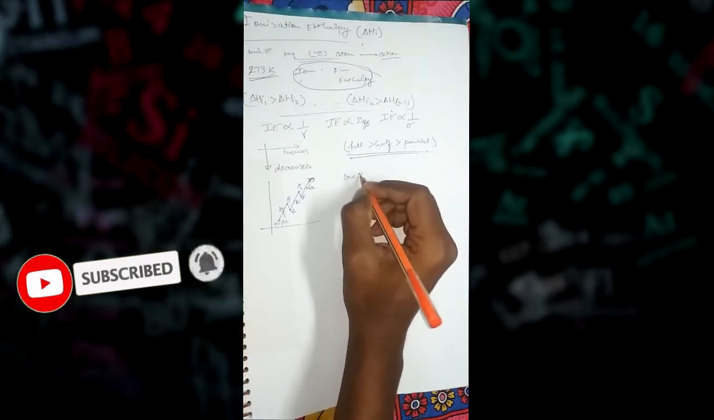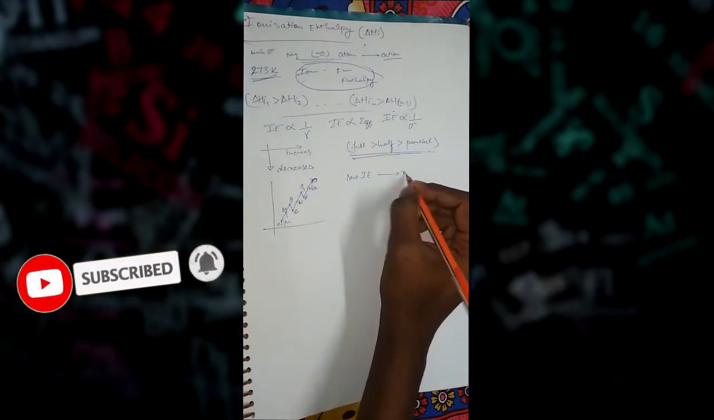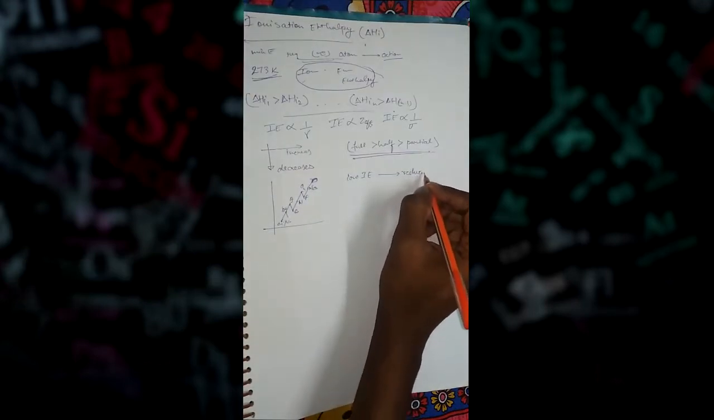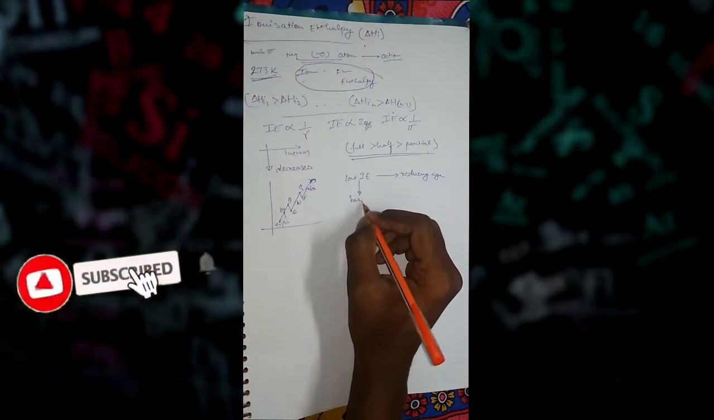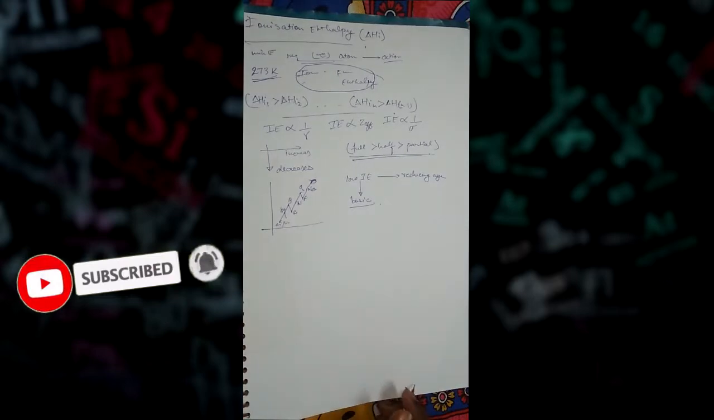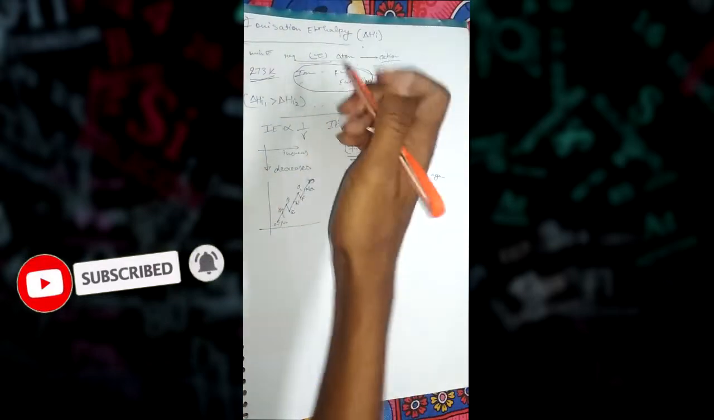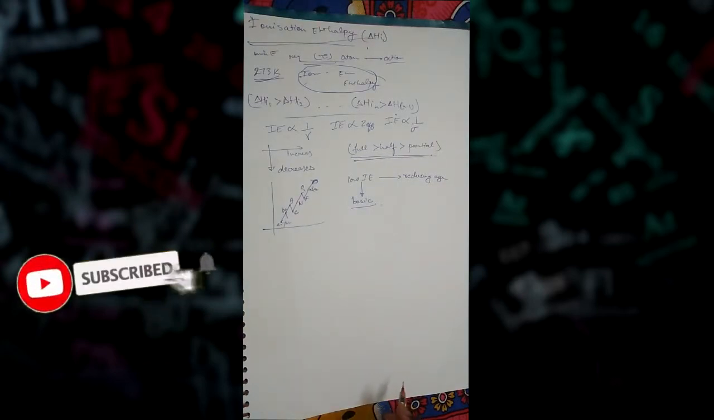Low ionization energy means it is a reducing agent, and it is also basic in nature. So by this much information you can solve all your ionization enthalpy questions. If any doubt, you can comment, it's free.